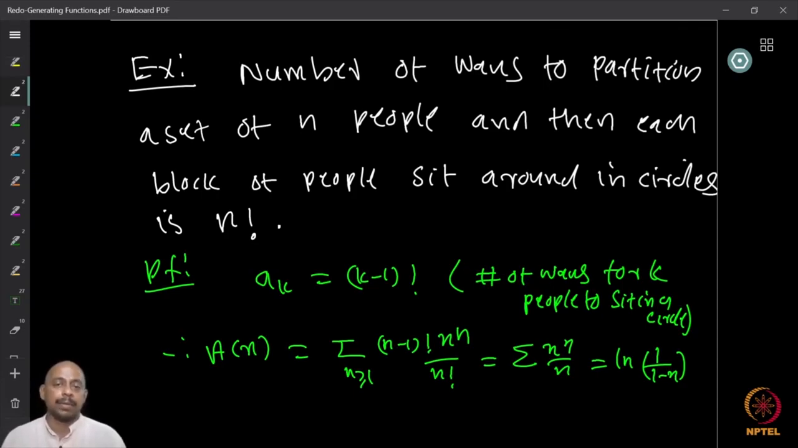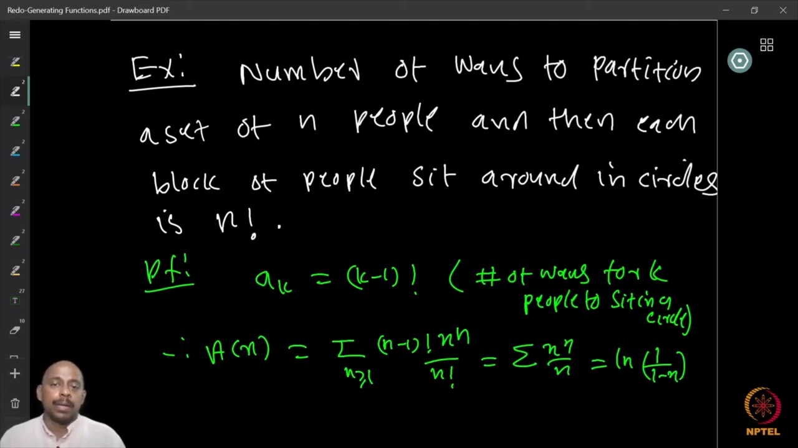So therefore, we know that the generating function for people to sit around in circles is summation (n minus 1) factorial into x^n by n factorial, which is the exponential generating function. And what is that? This is summation x^n by n, right? Because (n minus 1) factorial and n factorial cancel out, you get n. And which is log of 1 by (1 minus x), right? This is something we have already seen. So the generating function for making the type A structure, which is A of x, is log of 1 by (1 minus x).